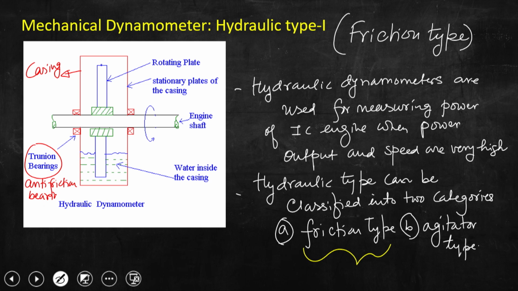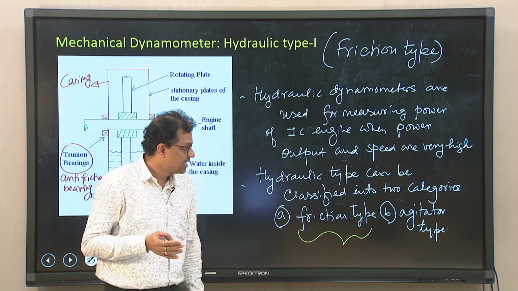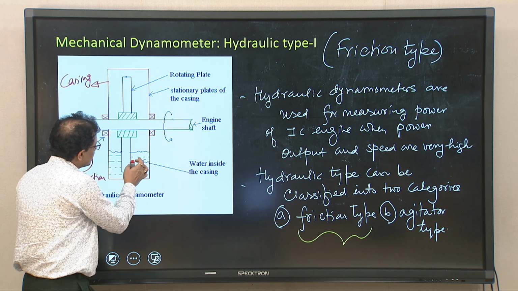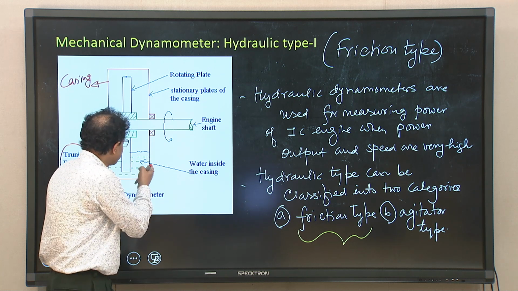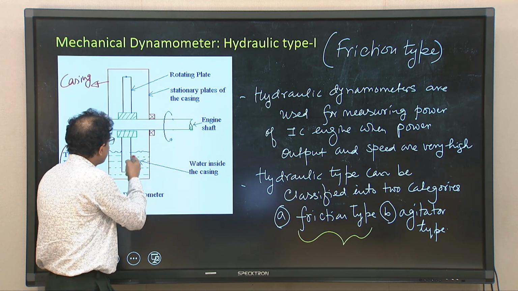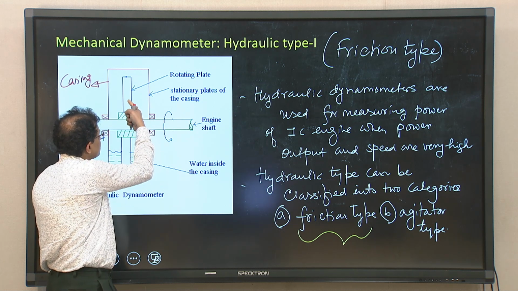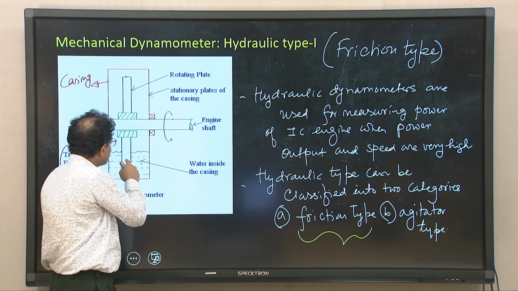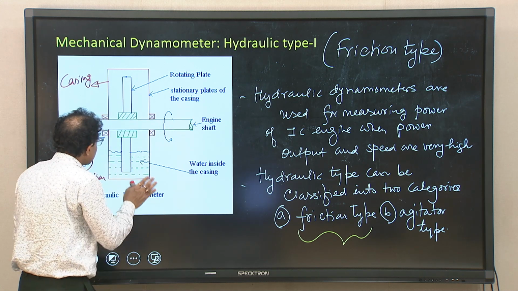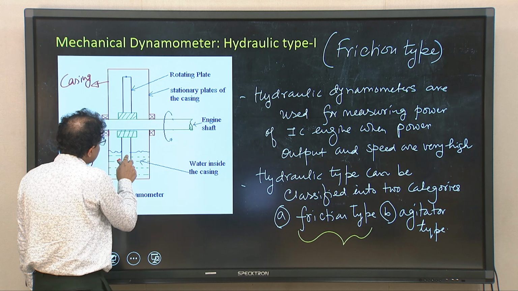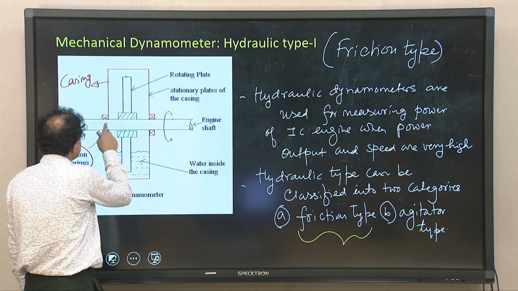Anti-friction bearing. That means, as the shaft is rotating, the normal tendency of this casing, which is stationary, will be to rotate in tune with the shaft as well. But try to understand, the water is now acting as a mediator, playing a role. So, this rotating plate will rotate in tune with the engine shaft, which in turn will allow the stationary plate also to rotate. So this is an anti-friction bearing, so there is no frictional effect.